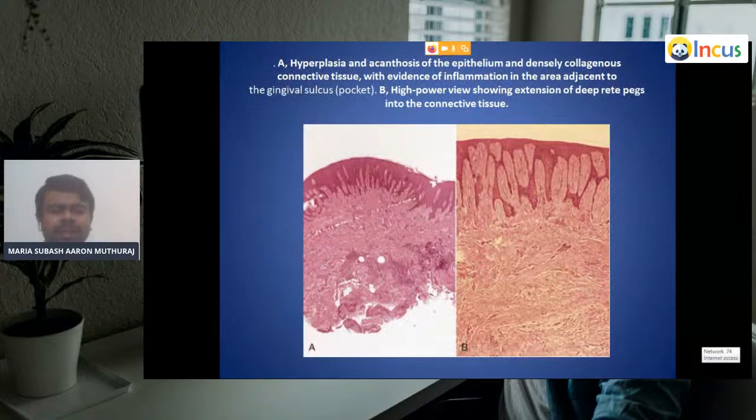Here you can see the histopathological view. There will be elongation of rete pegs, and acanthosis also will be present. Hyperplasia and acanthosis will be present, and there will be an increase in the amount of stroma of the connective tissue. Increase in collagen fibers and increase in connective tissue will be present, and there will be an extension of deep rete pegs from the epithelium into the connective tissue.